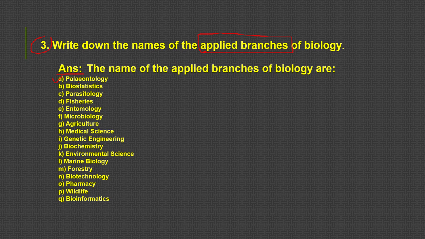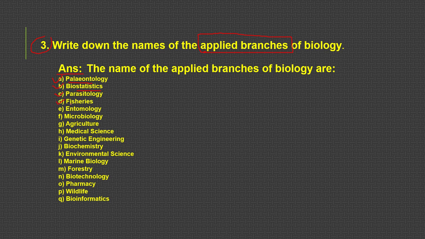Paleontology is the study of prehistoric life forms and fossils. Number B, biostatistics. Biostatistics is the statistics of organisms. Parasitology. Parasitology is the science related to parasitism, the life processes of parasitic organisms, and disease also.